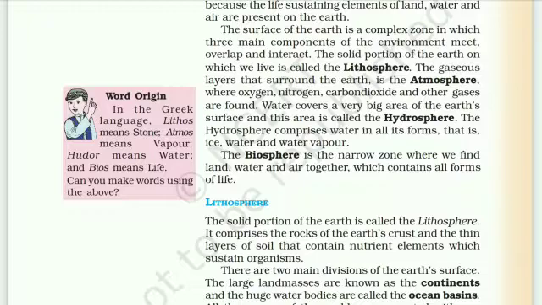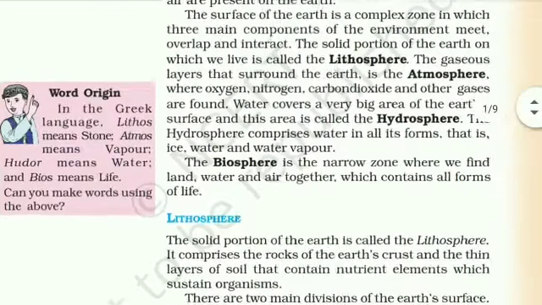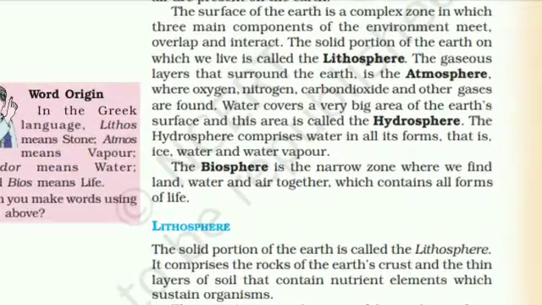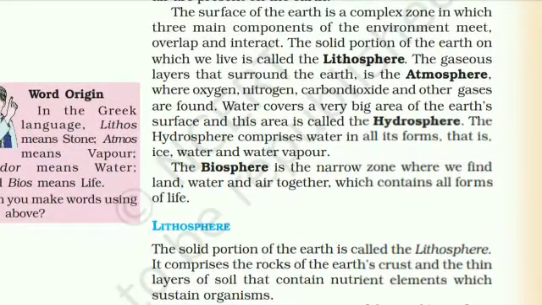Atmosphere, the thick envelope of air surrounding the earth, is called atmosphere. The atmosphere is about 1600 kilometers thick and is composed of various gases. Hydrosphere is composed of water. Water is available in all three states on the earth. About two-thirds of the earth's surface is covered with water.